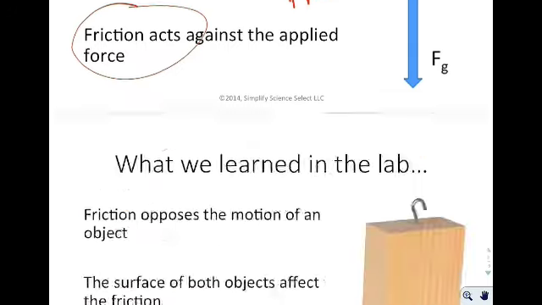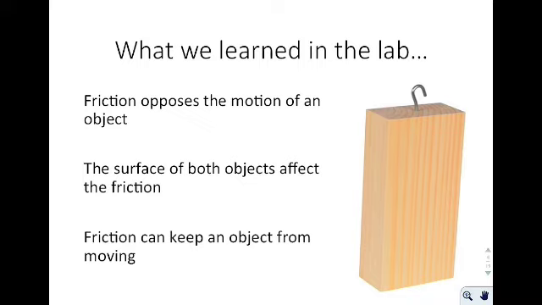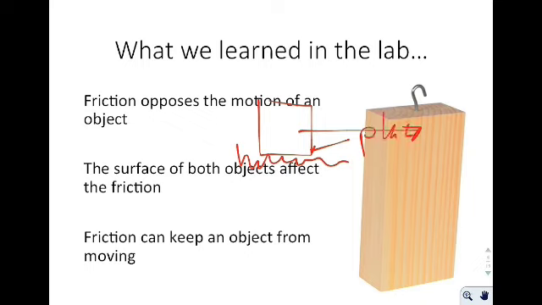So, what we learned in the lab, we learned that friction opposes the motion of an object. When the object was pulled this way, sometimes it didn't move. We also know that the surface of both the object and the surface will affect friction. So, for example, if this is felt, there's more friction than if this thing was some sort of plastic. We also know that friction can keep an object from moving.